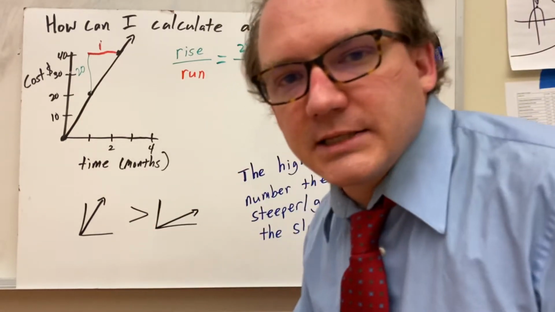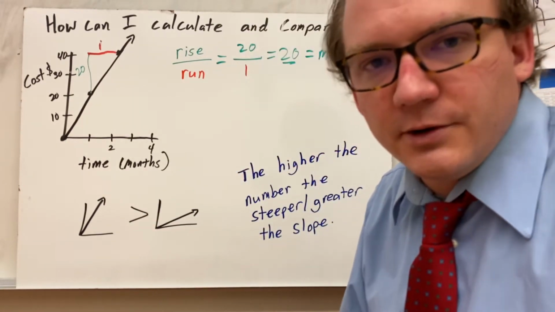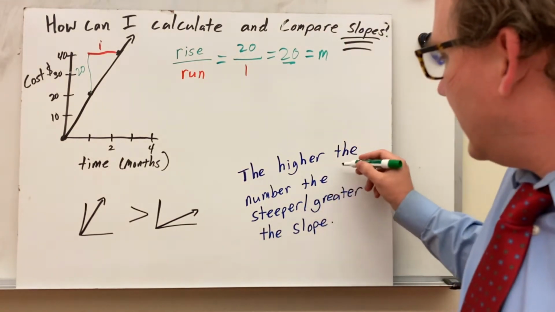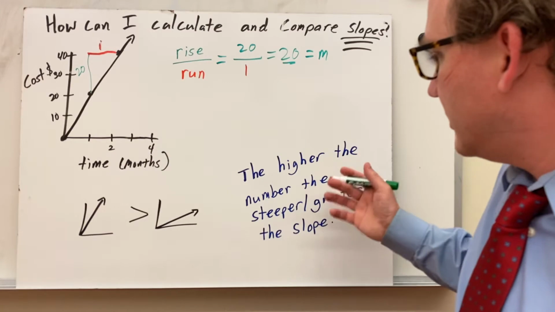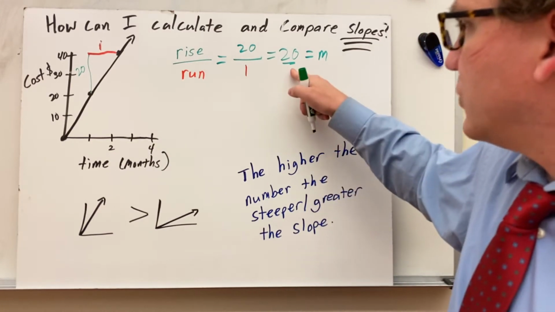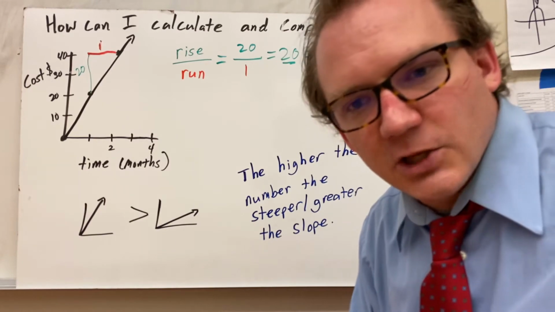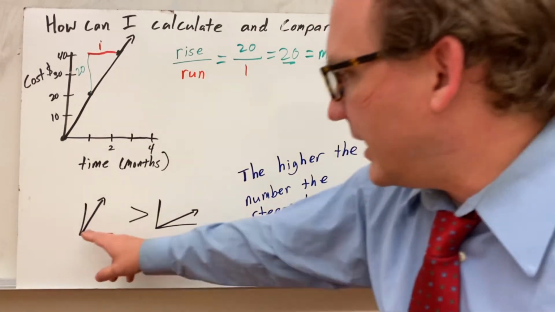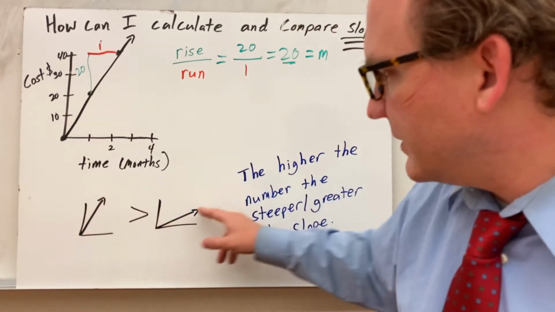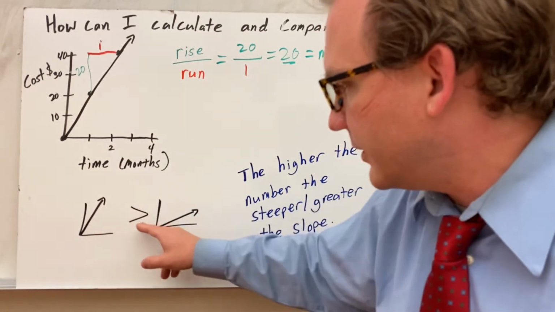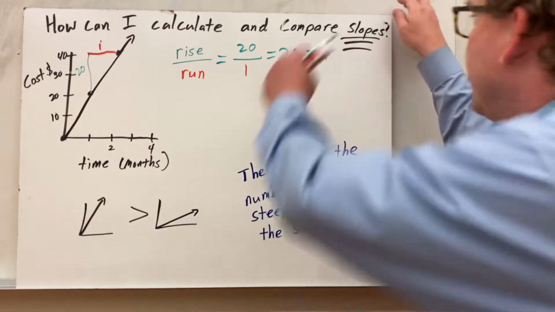When we're looking at slopes, we also want to compare them. In comparing slopes, the higher number means the steeper or greater the slope. So a slope of 20 would be greater than a slope of 15, but less than a slope of 30. On a graph, this slope is steeper than this, so the numerical value of this slope would be greater than this slope.